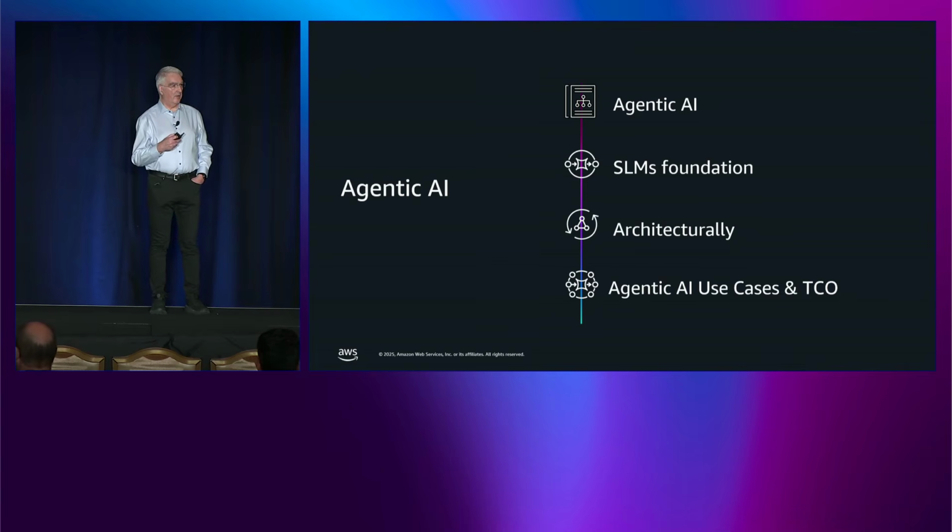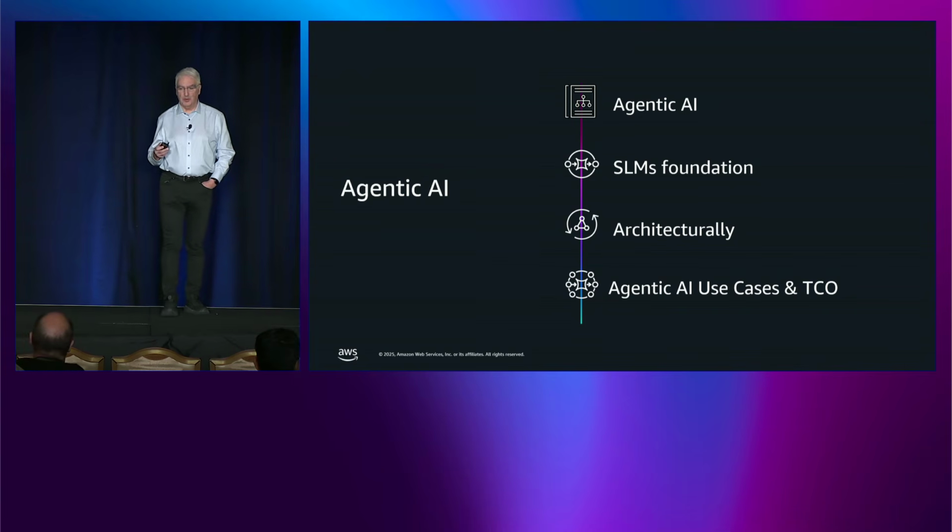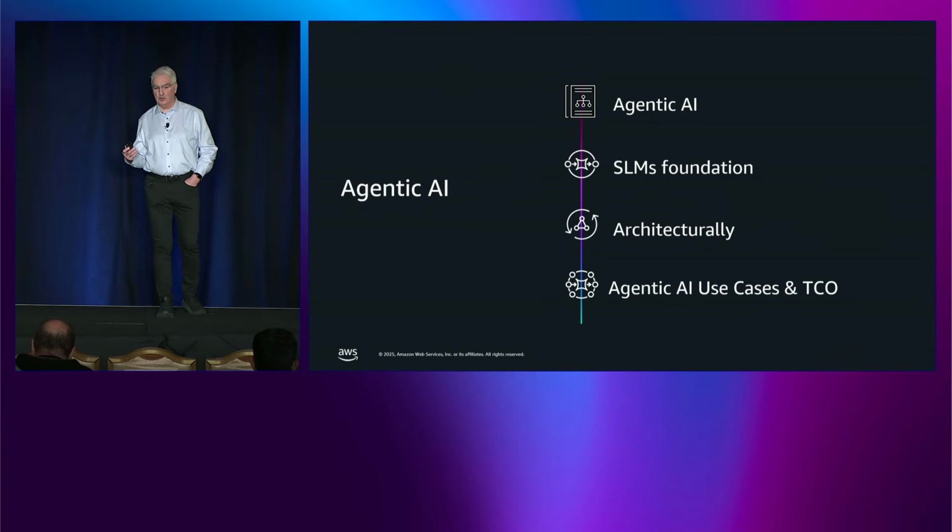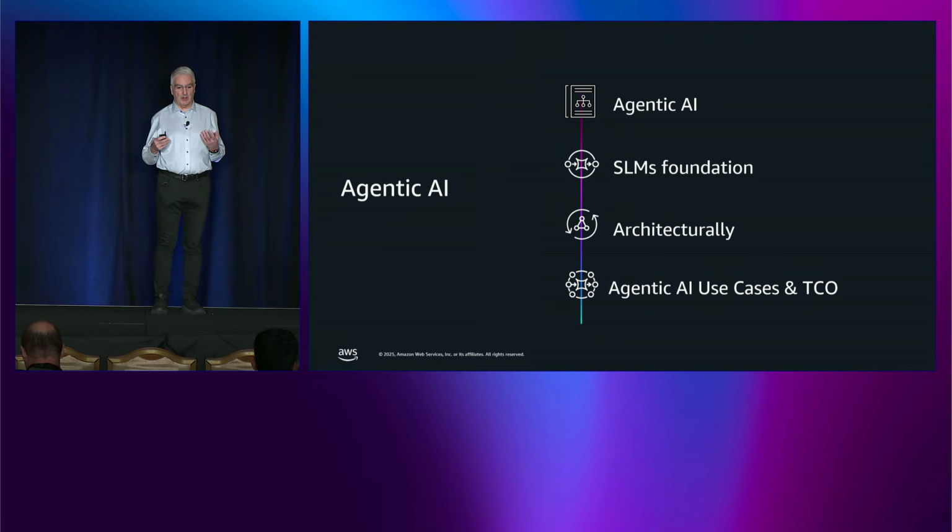Cool. So that was a summary of agentic AI. What we've shown here is that it's absolutely possible and feasible to run agentic AI at the edge on relatively small GPUs. The SLMs are the foundation of the whole system, and we've explained the architecture, and also we've looked at getting the TCO as low as possible for these systems.